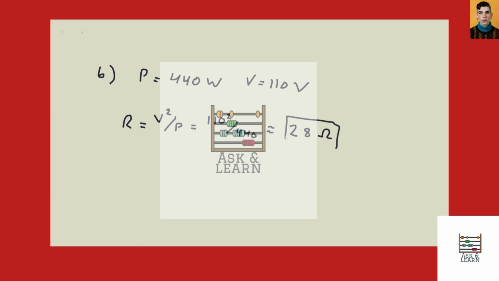So again, we see that the lower resistance is actually associated with a higher power. And for the current, we're again calculating I is P divided by V, which here is going to be 440 watts divided by 110 volts, which should give us exactly 4.0 amps, which is going to be more current, which is what we expect when we have more power.